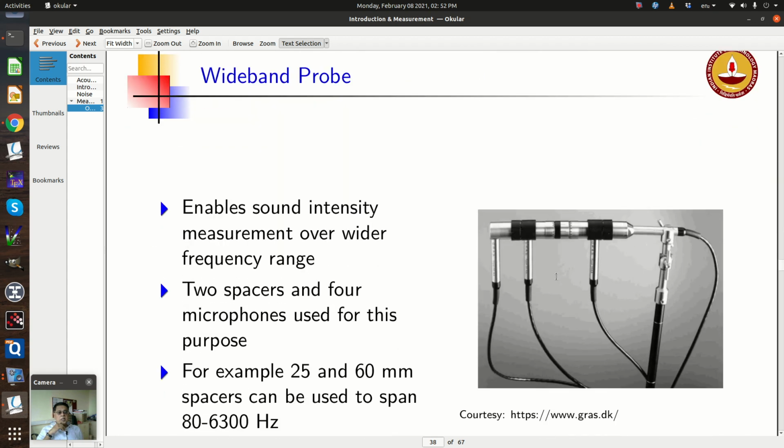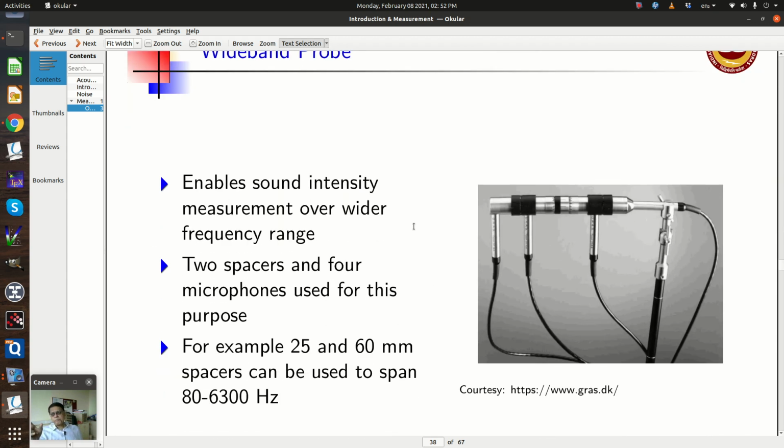Now since at low frequencies I require a larger spacer, and at high frequencies, for finite difference, I require a smaller spacer, you have this conflicting requirement between a larger spacer at low frequencies for phase accuracy and a smaller spacer for finite difference accuracy. So therefore you have people who supply something called a wideband probe. What it does is it enables single shot sound intensity to be done.